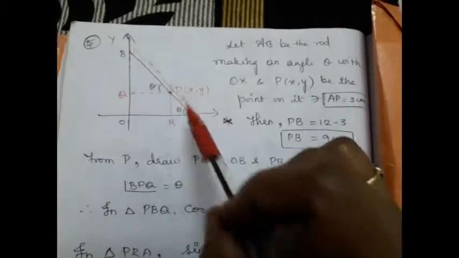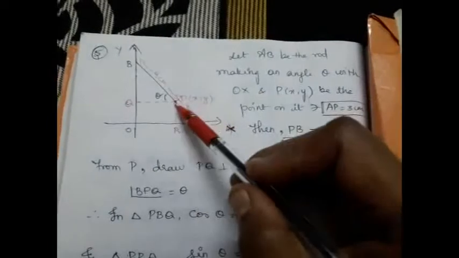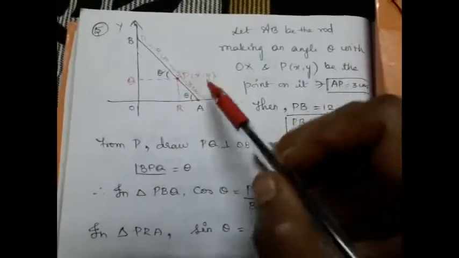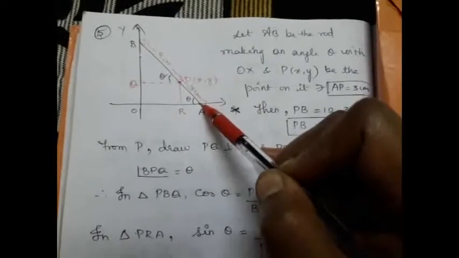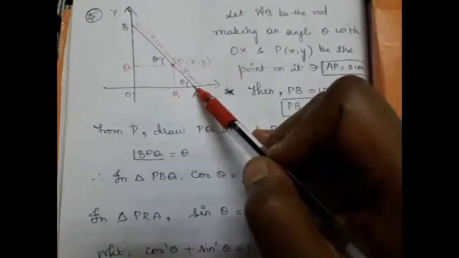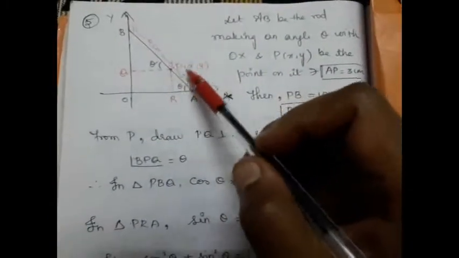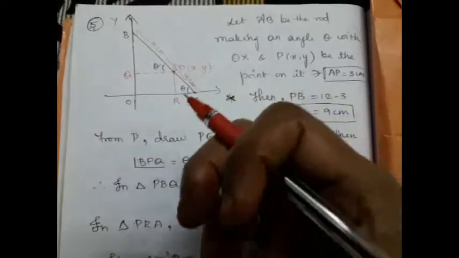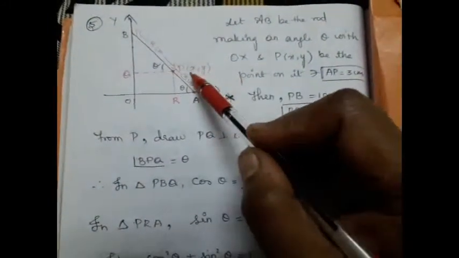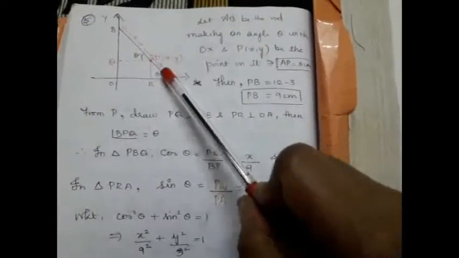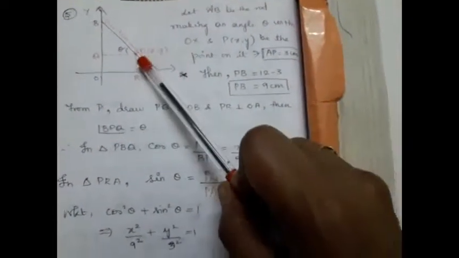So what is given? There is a rod which moves with its ends always touching the coordinate axes. They asked you to find the locus of the point P, which is 3 centimeter away from the end in contact with the x-axis. What is meant by locus? Locus means the path traced by the point. So the path traced by the point P we have to find out. How to find the path traced by the point? We will obtain a certain relationship and then substitute the point x and y there to get the equation. Let us see. Now let AB be the rod making an angle theta with OX and let P be the point on it.